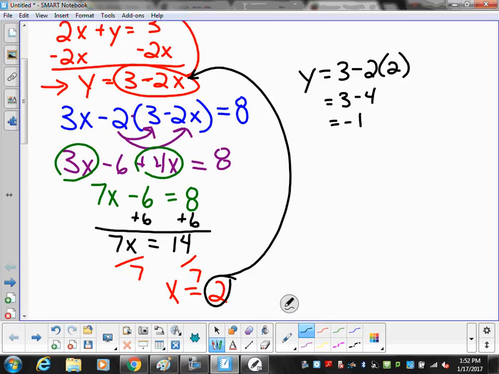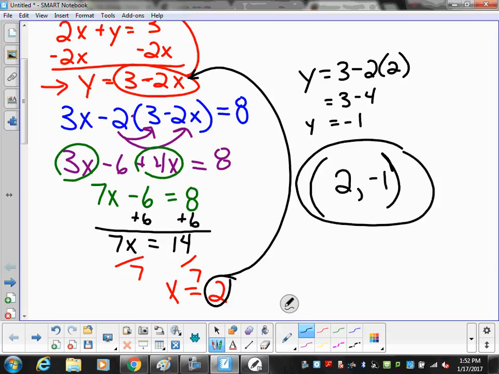Alright, so y is equal to negative 1. So my solution is always in an ordered pair, and you always put the x first, so it's 2 comma negative 1. Which one do you put first, x or y? Alphabetical, so x.